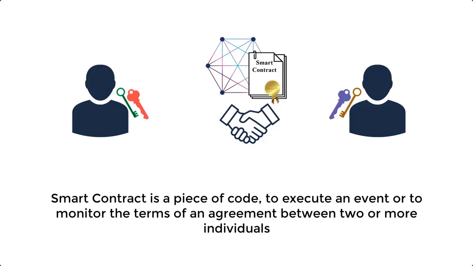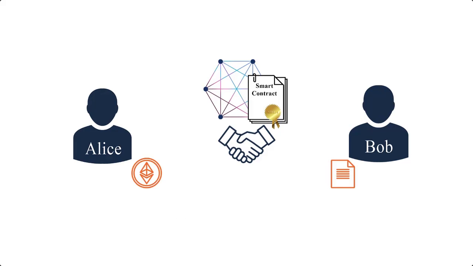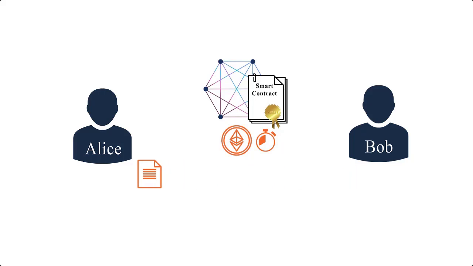For example, if Alice agrees to give one Ethereum to Bob in exchange for a specific file, the smart contract will deduct one Ethereum from Alice's digital wallet and wait for a specific amount of time given to Bob, and keep monitoring whether Bob delivers the material or not. If he delivers the file, he will get one Ethereum as agreed. Otherwise, Alice will receive her one Ethereum back to her digital wallet.